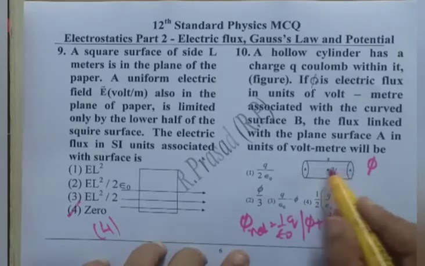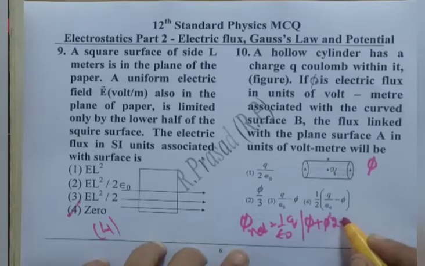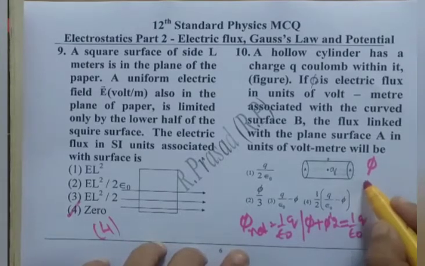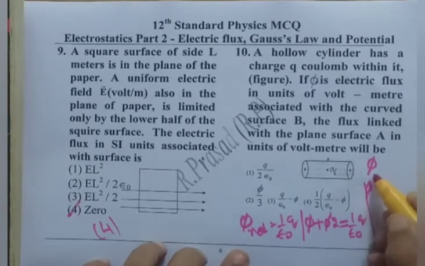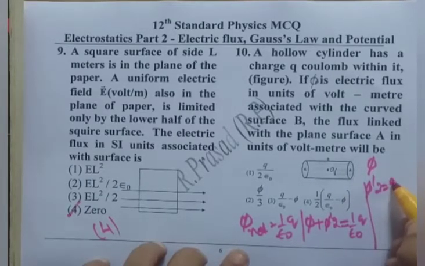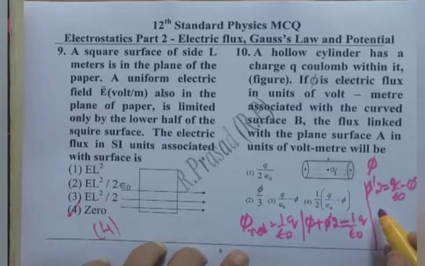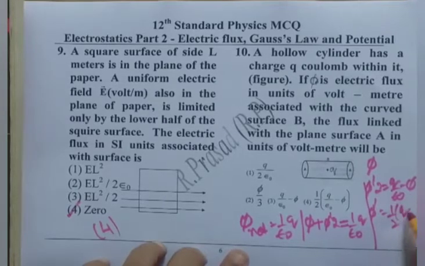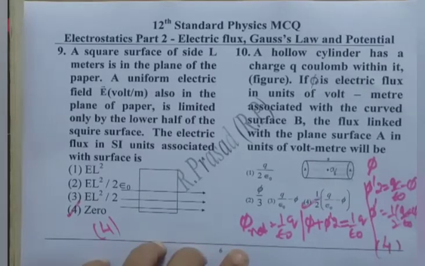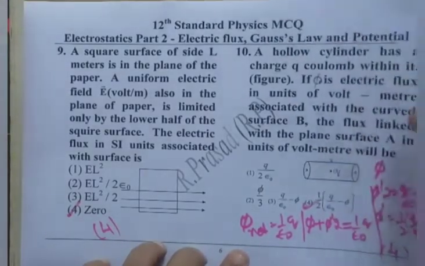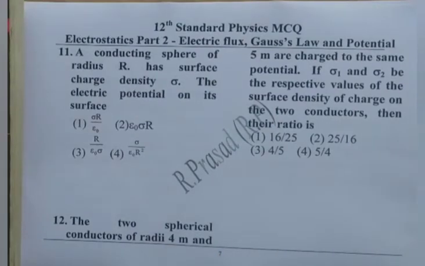Phi dash is the flux through A, and according to Gauss law, phi net is 1 by epsilon naught Q. So, if we rearrange the terms, phi dash into 2 equals Q by epsilon naught minus phi. So, phi dash equals 1 by 2 times Q by epsilon naught minus phi. So, option 4 is right. We think of the 11th question now.